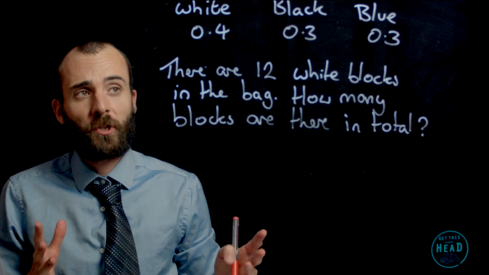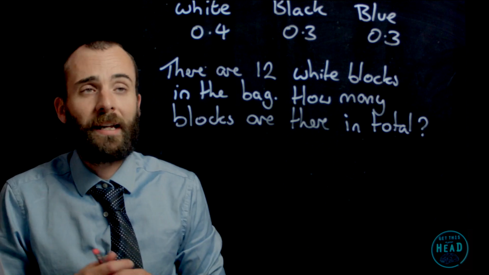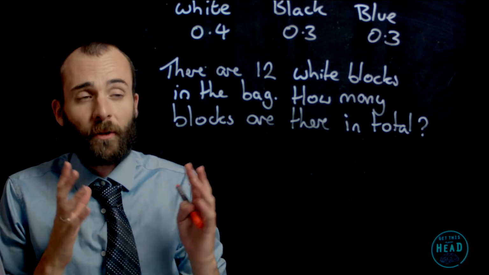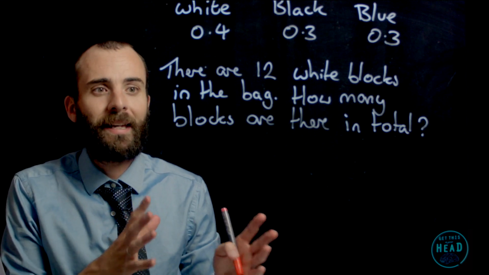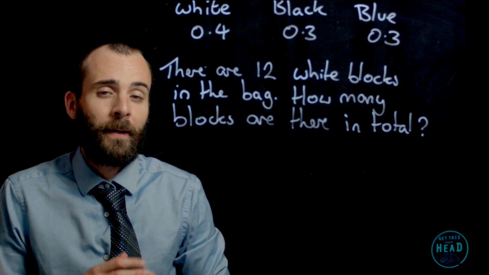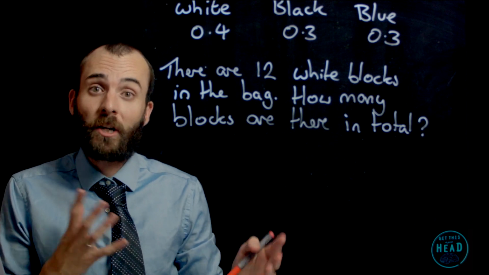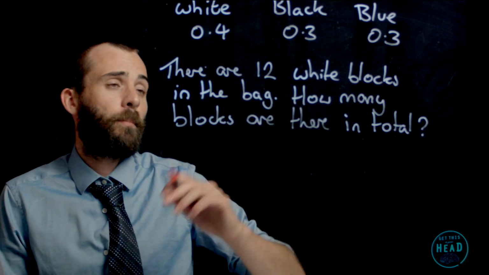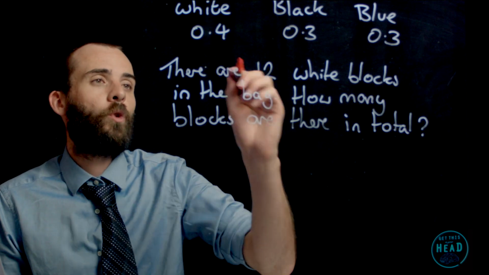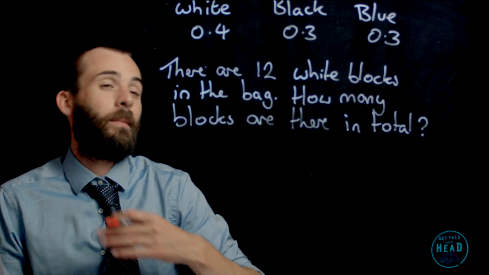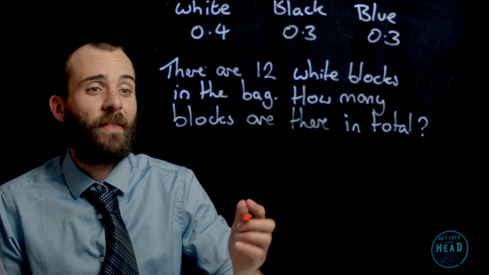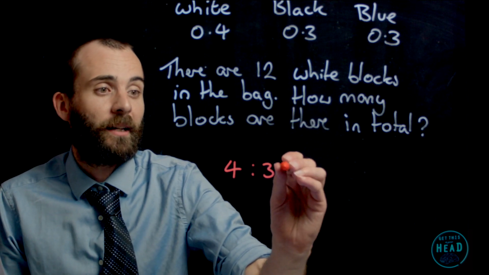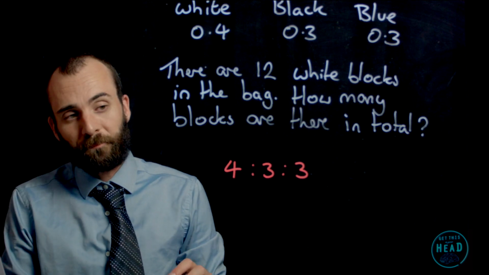So here's the second part of the question. We've worked out now that the probability of picking a white block is 0.4, picking a black 0.3 and a blue 0.3. The question is there are 12 white blocks in the bag, so how many blocks are there in total? Now this looks to me more like a ratio question than a probability question. We have the ratio of white to black to blue blocks, which is 0.4 to 0.3 to 0.3. I'm going to make it easier for myself by multiplying everything by 10. So for every 4 white I have 3 black, I have 3 blue.